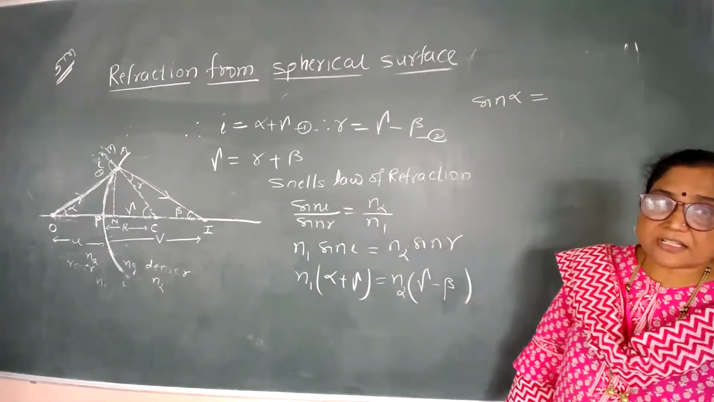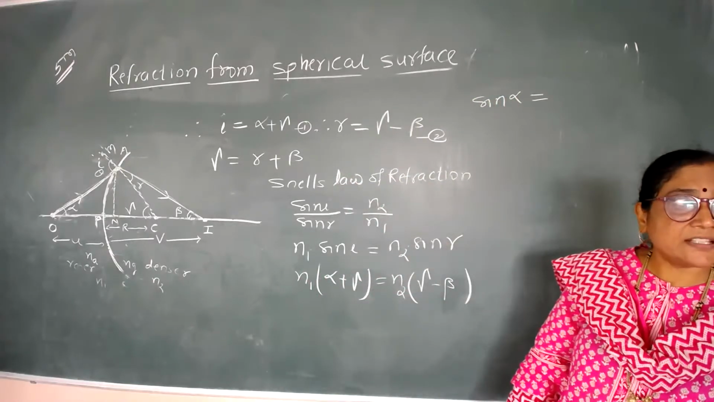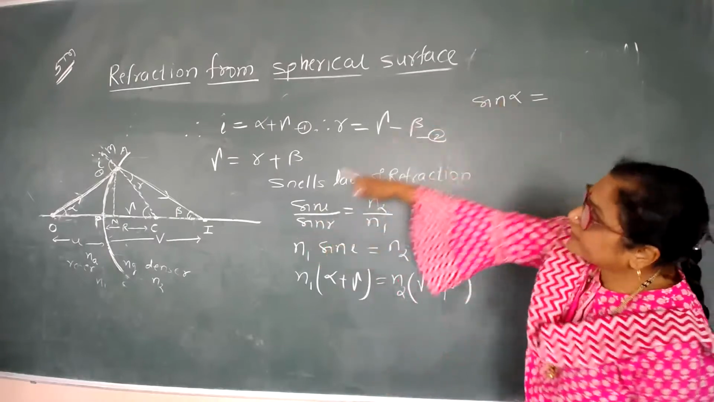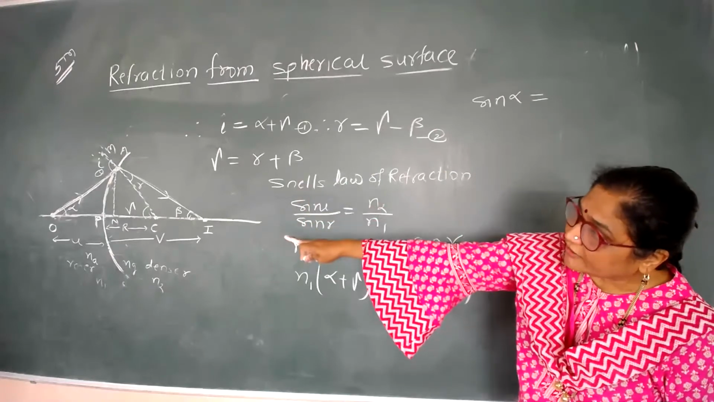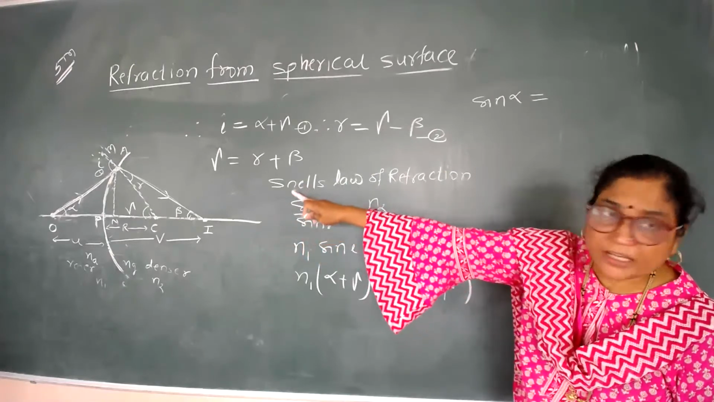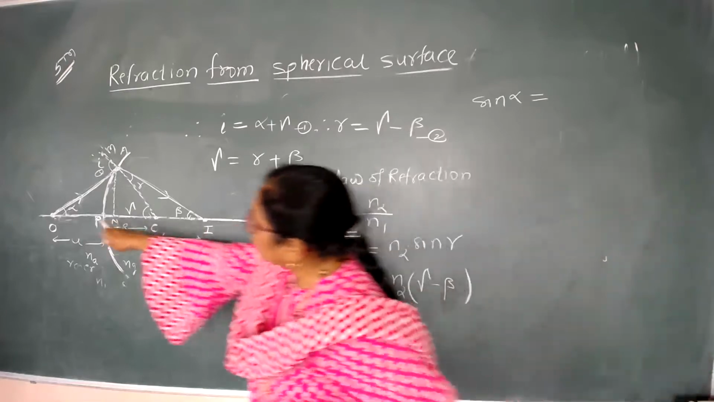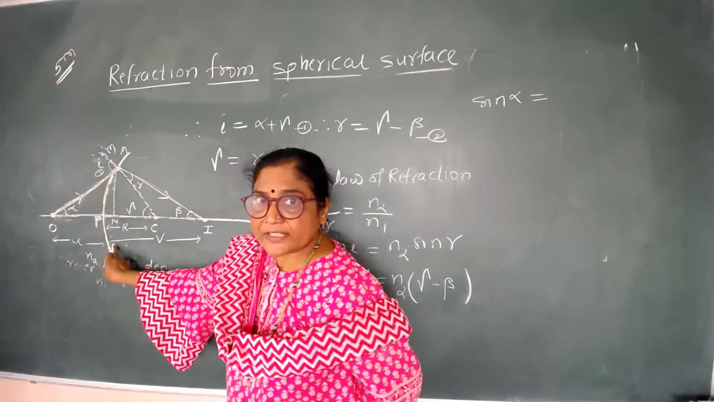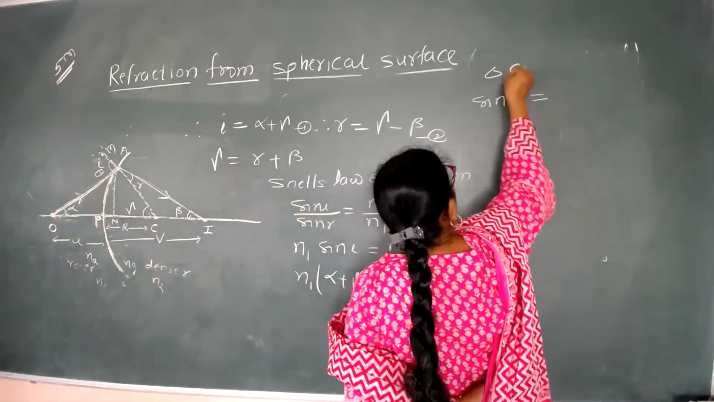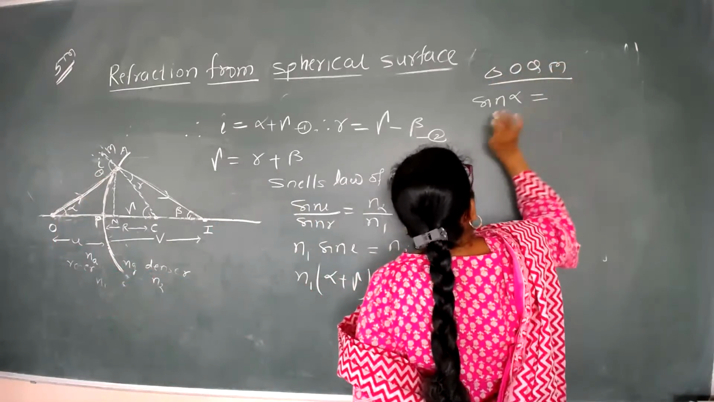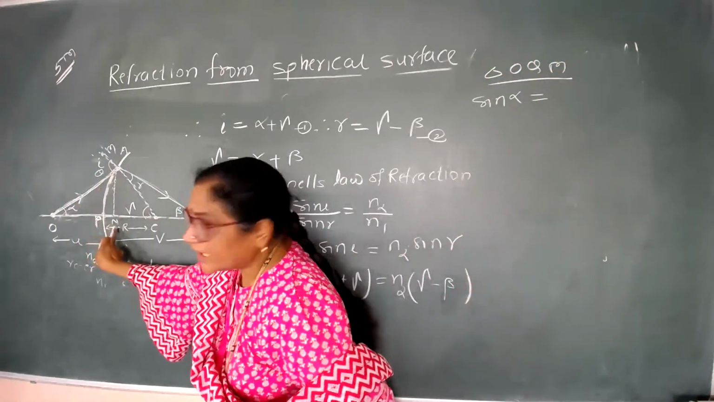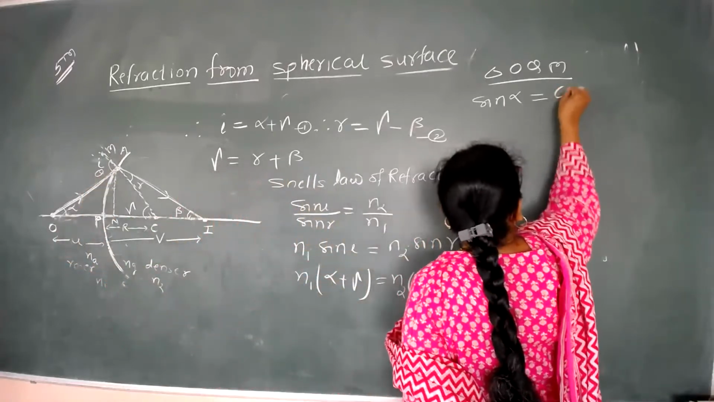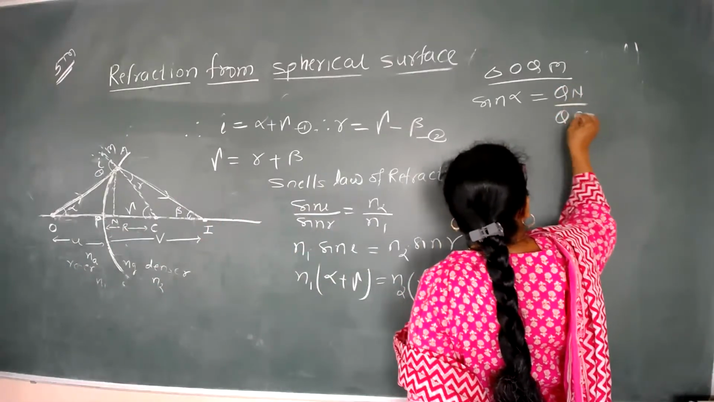Here, first, sin alpha. See the figure. Sin alpha is equal to sin theta, which is opposite divided by hypotenuse. That is QN divided by QO. Consider triangle OQN. In this triangle, sin alpha is equal to QN divided by QO. That is the first one.